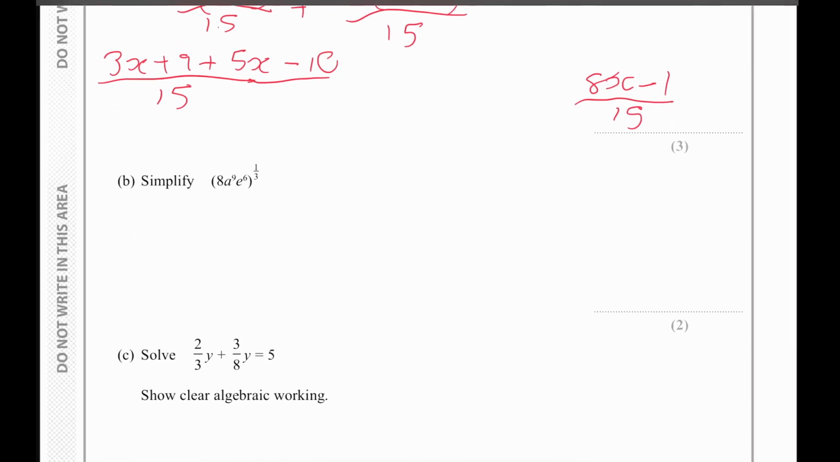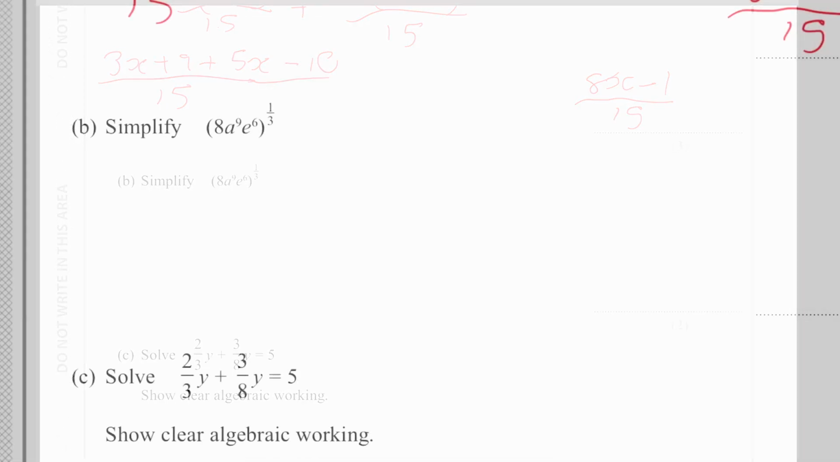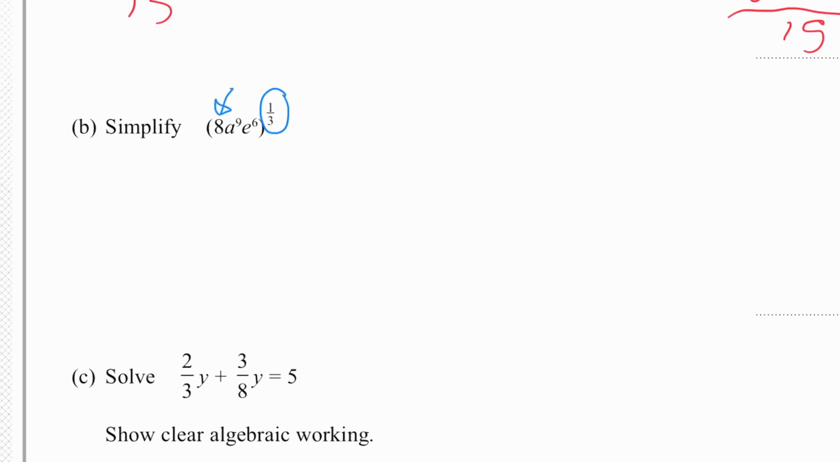Next up, we have to simplify this expression. Okay, first off, when your indice is a fraction, like a third or a half, I hope you know that a third is equivalent to a cube root and a half is equivalent to a square root. So when we apply this to my 8, we're basically just cube rooting my 8. So I'm left with 2, and then I'm just going to multiply this into the rest.